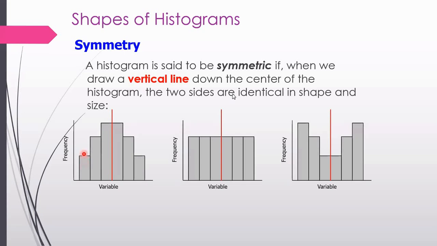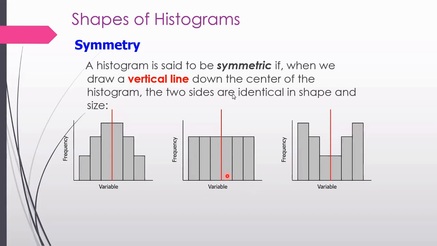Now, if you look at this, this is the third bar and this is also the third bar. So here both lengths are the same and the positions are also similar. From this line, it is an equal length, and from this line, this is all equal. Then this bar is similar to this one, and this is also similar to this one. So when we draw a vertical line through the center of the histogram, both sides are identical in shape and size.